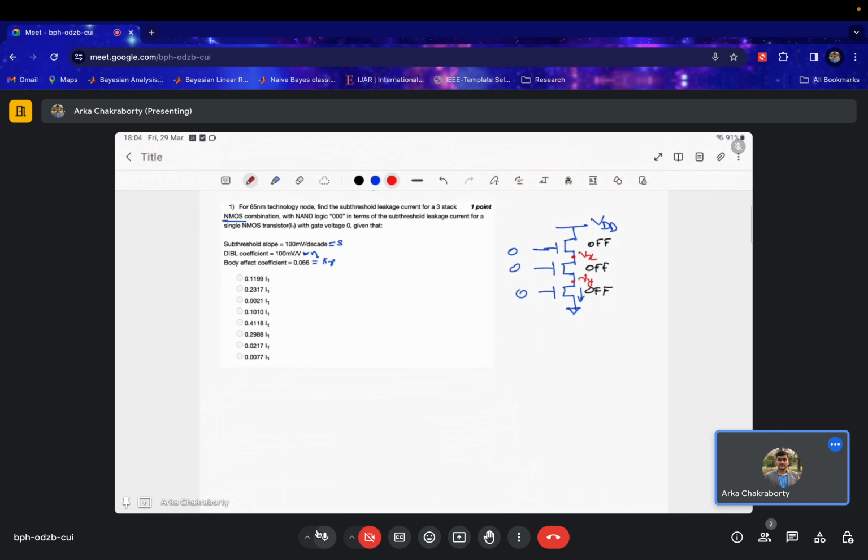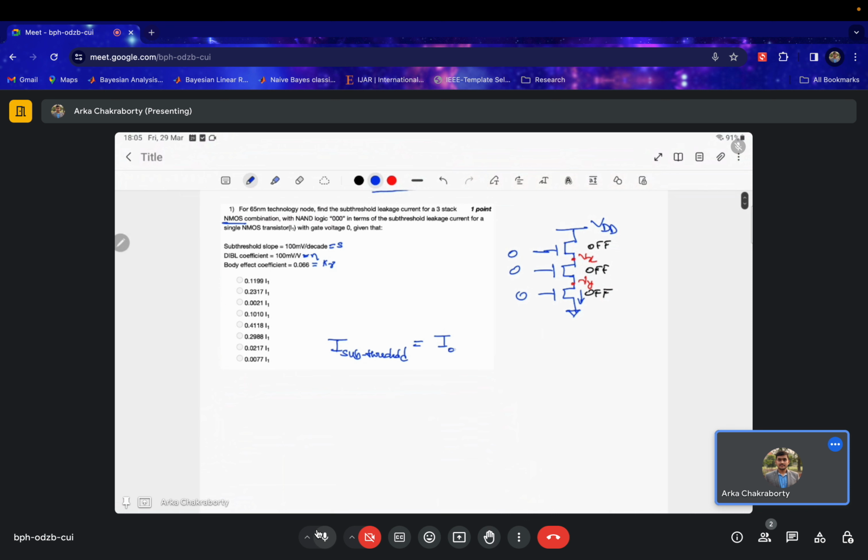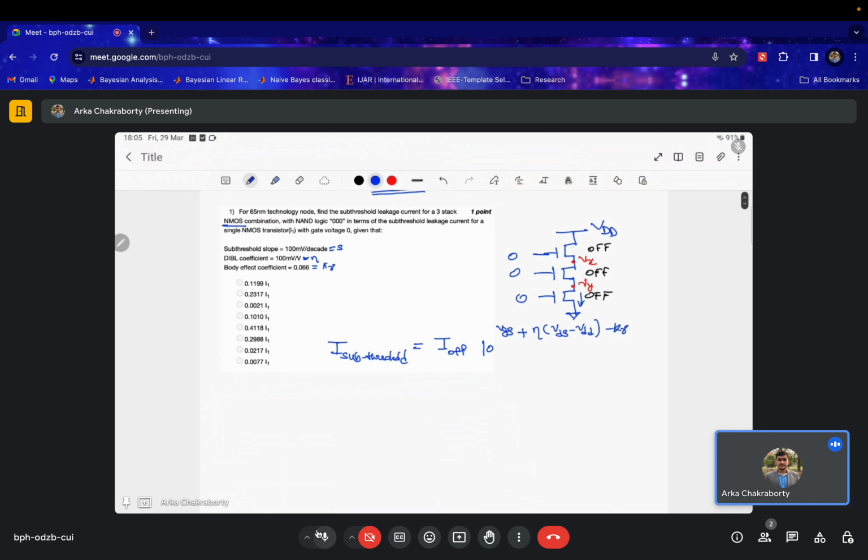As I have 2 variables and 3 equations, I can easily solve it. Let us start. We know the equation of subthreshold current: I of, the simplified equation, 10 to the power of Vgs plus eta, the Debye coefficient, into Vds minus Vdd, minus K gamma, the body effect coefficient, into Vsb, whole divided by the subthreshold slope S. Now let this one be transistor 1, this one be 2, this one be 3.